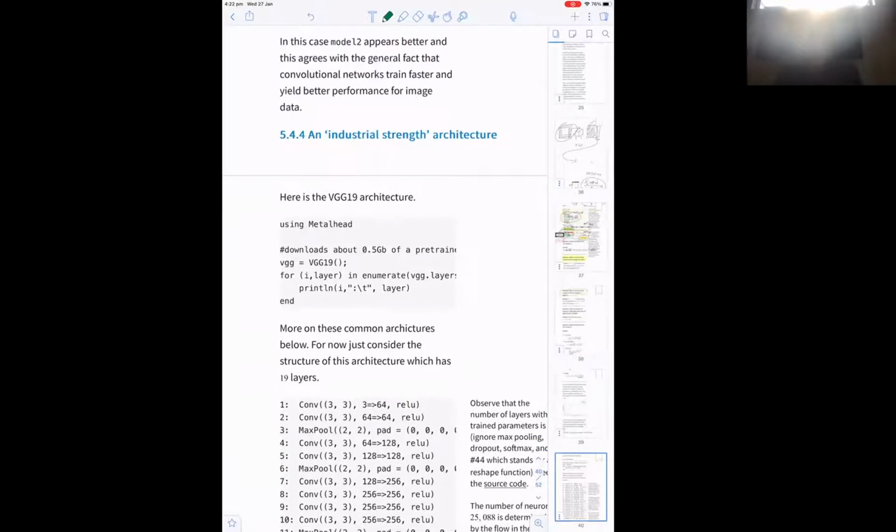Now let's look, if you remember, I've shown you in the previous lecture, but also I think in lecture number 2 of the course, a so-called industrial strength architecture. In this case, it's the VGG19 architecture, trained on the ImageNet database.